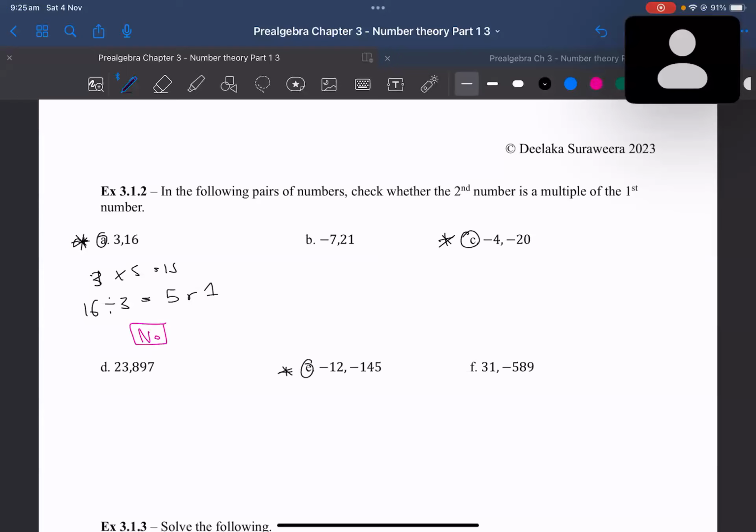All right, and we'll go to C now with -4 and -20. You can ignore the negative signs, and in the end it won't make a difference. I would just do 20 and 4. 20 divided by 4 is exactly 5, right? That means yes, it is a multiple.